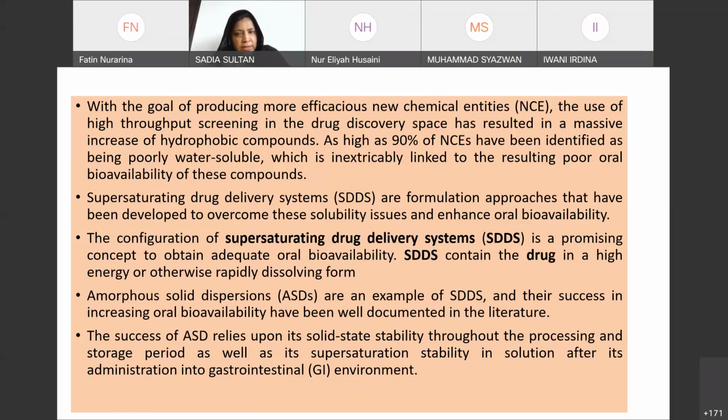Amorphous solid dispersions are examples of supersaturating drug delivery systems, and they are successful in increasing oral bioavailability, right? The literature also shows that amorphous solid dispersion can increase the bioavailability via supersaturating drug delivery systems, right? Okay. The success of amorphous solid dispersion depends on its solid state stability. The drug should be stable in the solid state throughout the processing, right? And the storage period.